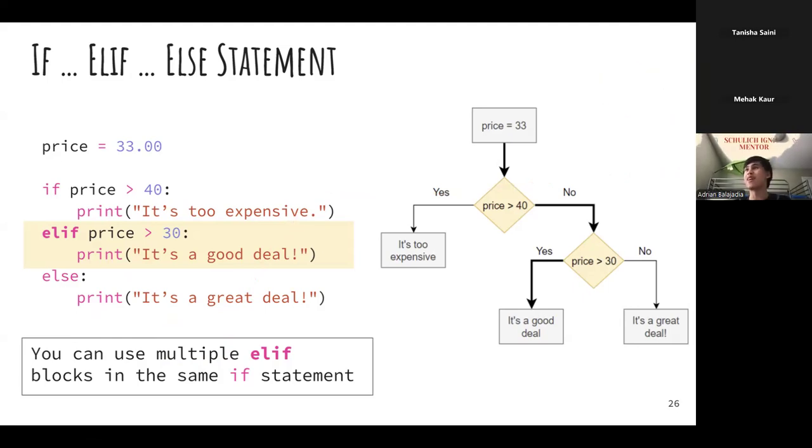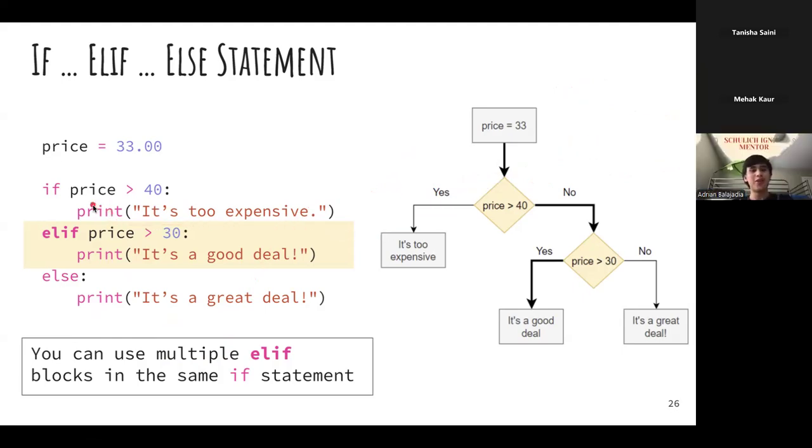Okay, and one more question. Yeah, Tanisha? In the first statement, it says greater than 30. So there won't be a range created by that, right? Between 30 and 40. It'll just be everything greater than 30, right?